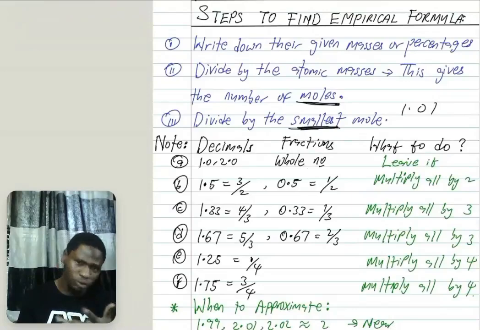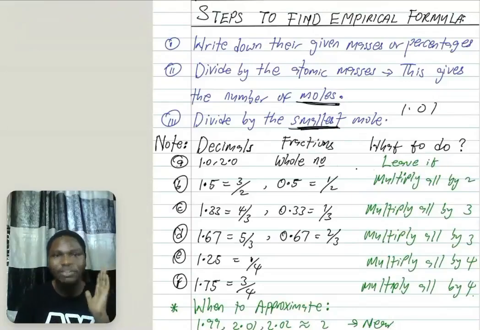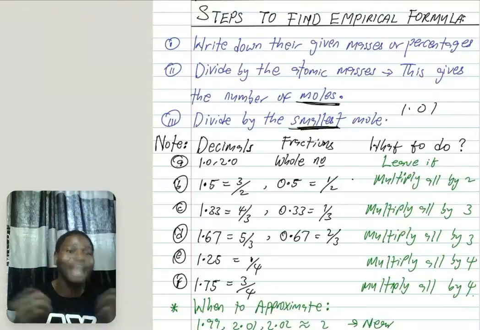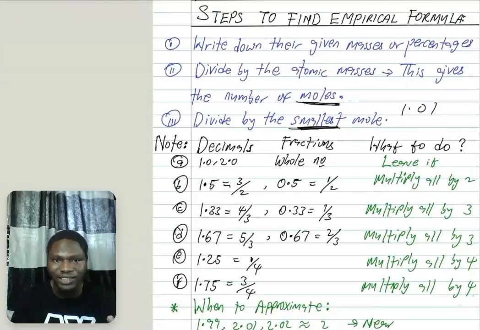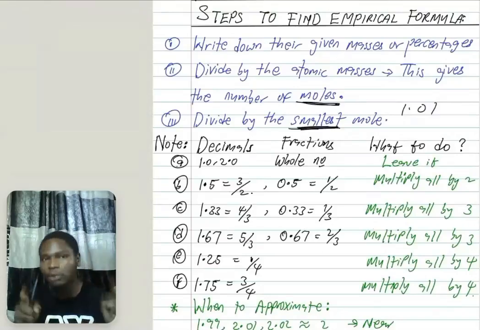Now, what to do? Leave it. If you see a whole number, leave it. I'm writing this because I've observed many questions and I see how students solve this problem wrongly. They solve it wrongly because they don't have this in their memory. That's why I'm including it here.